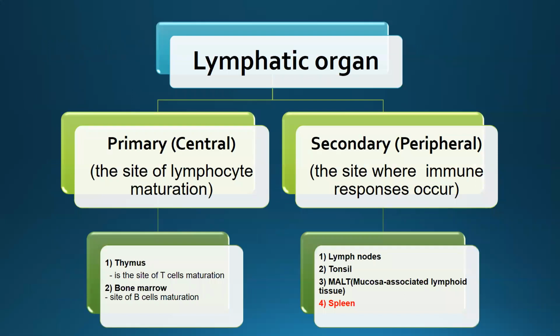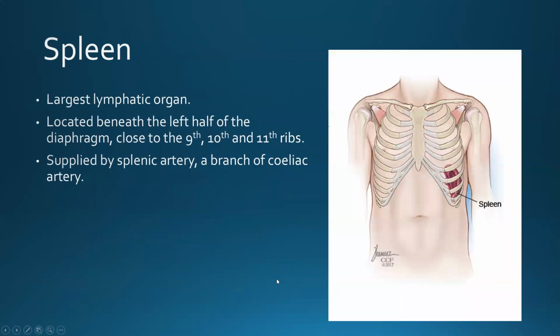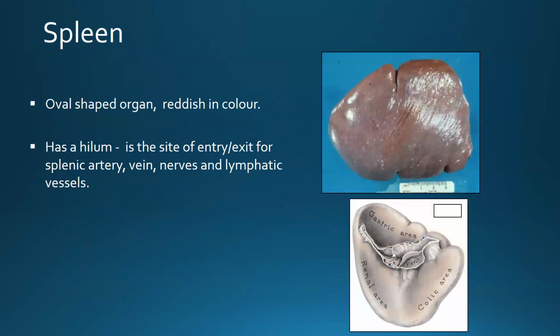Okay, the last organ is the spleen. Okay, this is the spleen. The spleen is the largest lymphatic organ. It's located beneath the left half of the diaphragm, close to the 9th, 10th, and 11th ribs. It is supplied by the splenic artery, a branch of the celiac artery. This is how it looks. It is an oval-shaped organ, reddish in color. It has a hilum. This is the convex part, and this is the concave part, where the hilum is, the site of entry of the splenic artery, vein, nerves, and lymphatic vessels.